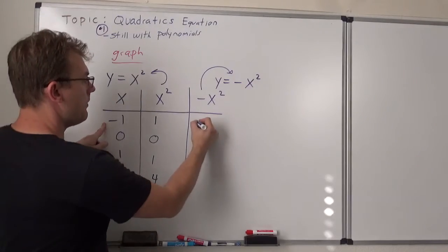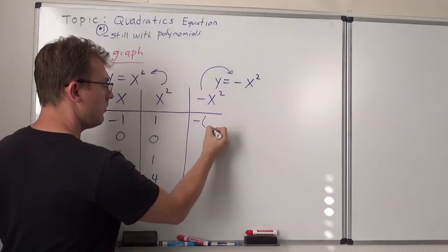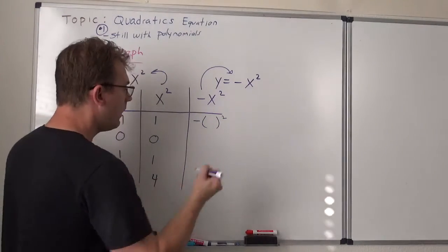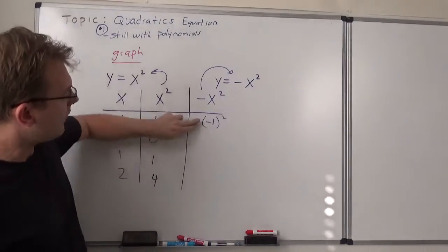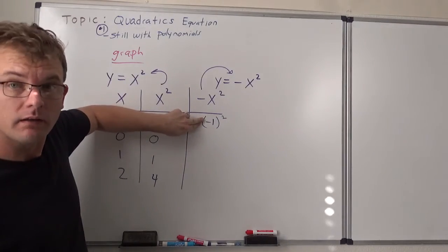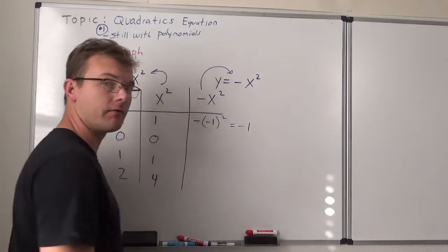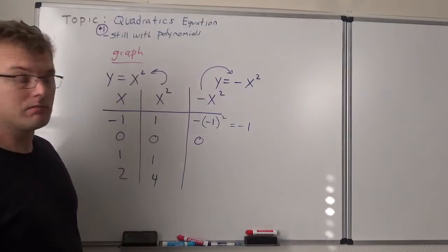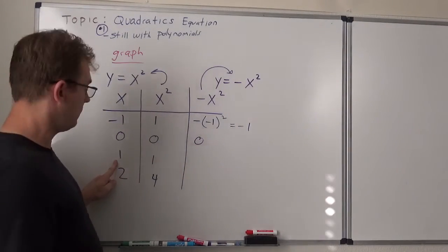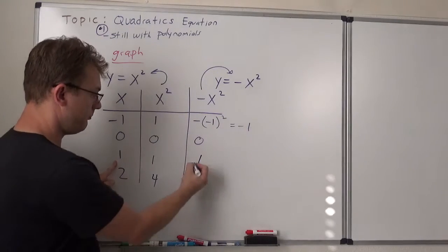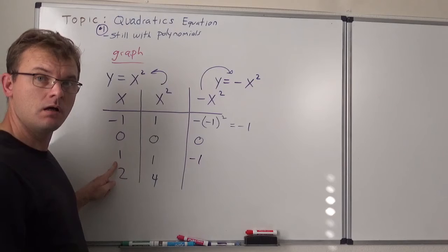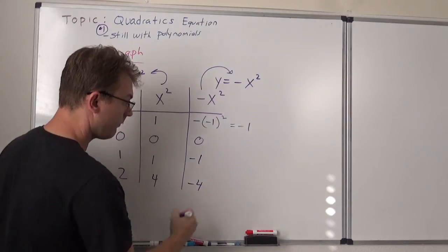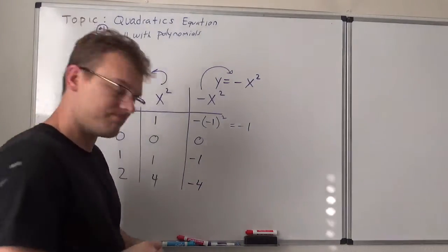Now, let's go over here. Remember, we still have that negative in front. So we're going to have that parenthesis. If we plug -1 in there, what's -1 squared? 1. But -1. If we plug 0 in, well, no surprise there. If we plug 1 in, what do we get? 1, but -1. If we plug 2 in, don't we get 4? But we get -4. So graph this.